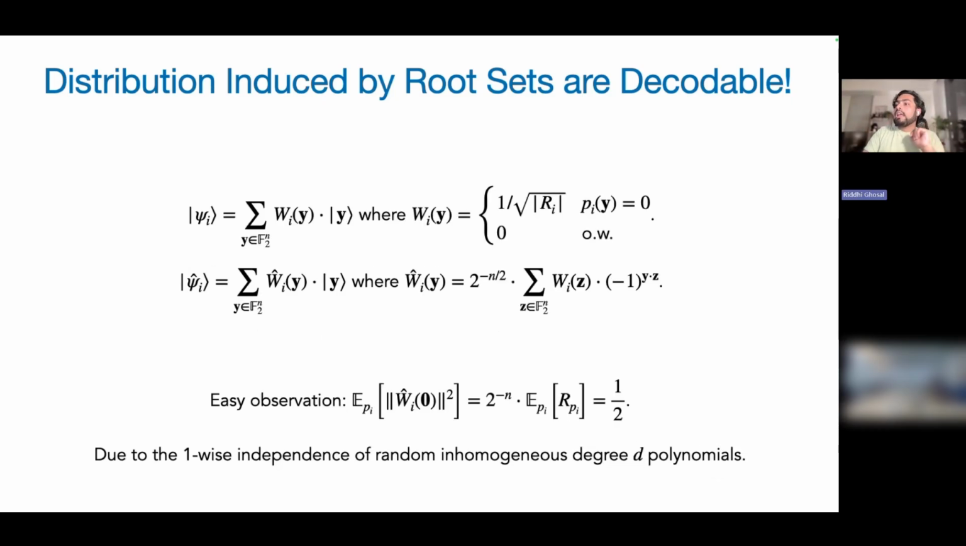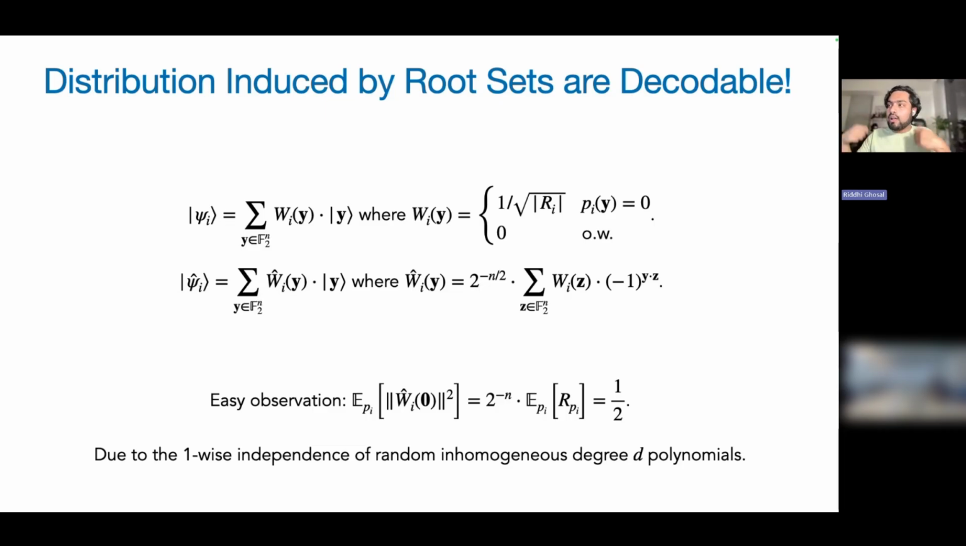Now, what is the expectation of w_i hat at 0? Look at the w_i hat(y) expression and just put 0 in place of y. The (-1) to the inner product of y and z just disappears. That's just 1. So you're just left with the summation over z of w_i(z).